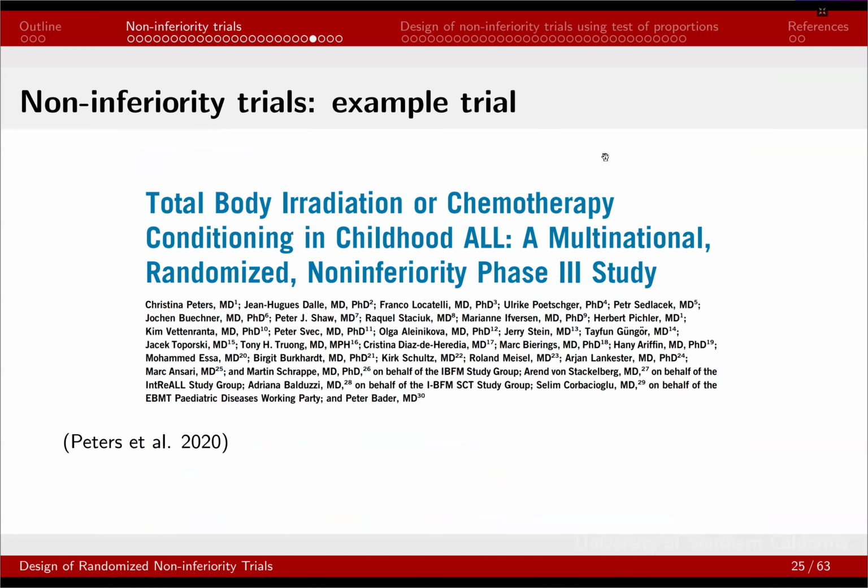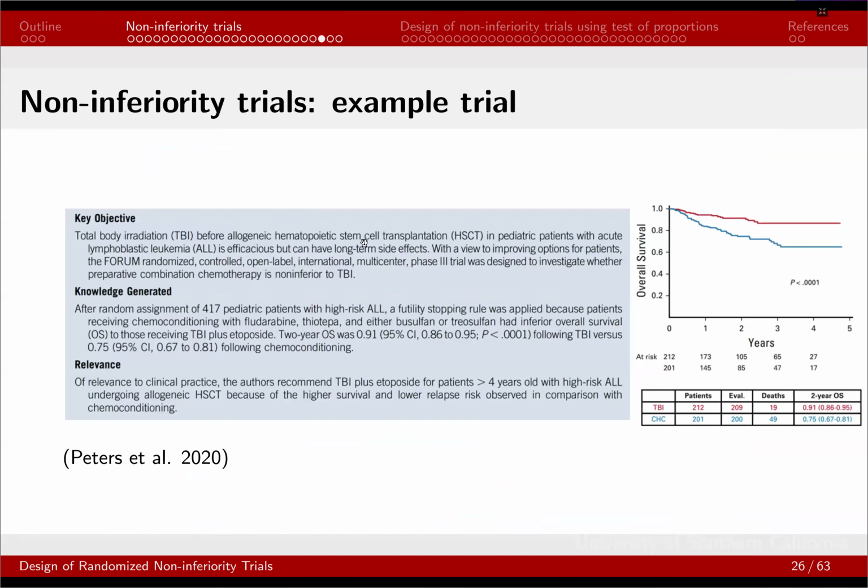This is another trial that also studied conditioning therapy before transplant. They compared combination chemotherapy as conditioning treatment strategy versus total body irradiation in patients with childhood ALL. They wrote that TBI, total body irradiation before transplant in pediatric patients with ALL, is efficacious but can have long-term side effects. So their study was designed to investigate whether preparative combination chemotherapy is non-inferior to TBI.